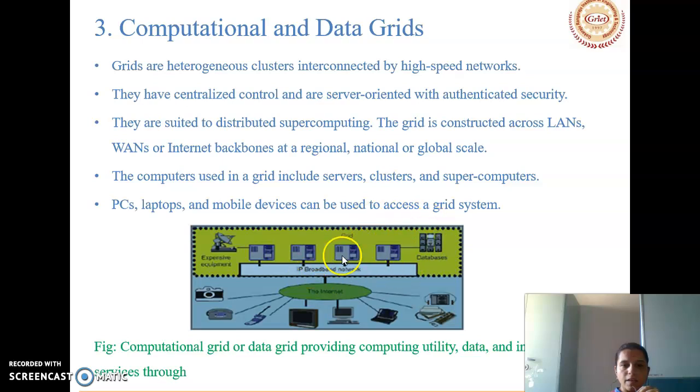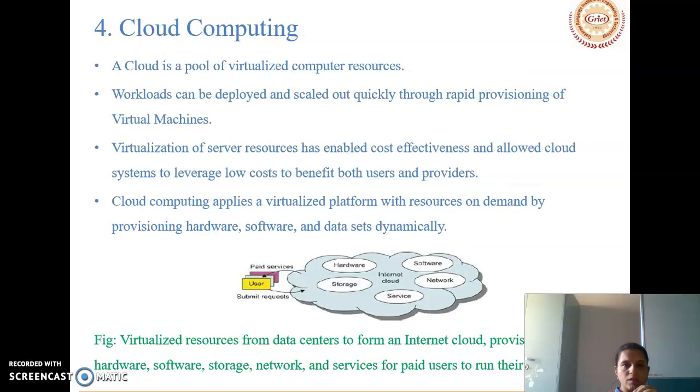Please see this diagram. This diagram shows how the grid will be connected. These are all different types of devices we can connect through the grid by using the internet. High speed internet networks are used here, right? This is the database, and these are the systems which will be connected. IP broadband, LAN, WAN, or anything we can connect here. This diagram shows that a computational grid or data grid provides computing utility, data and information services through the system.